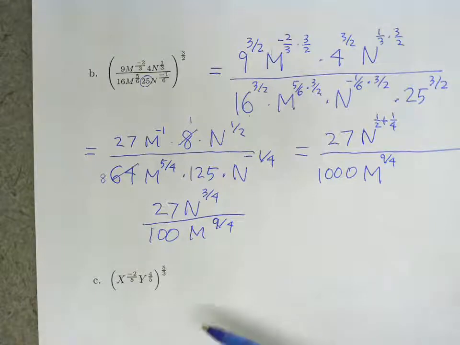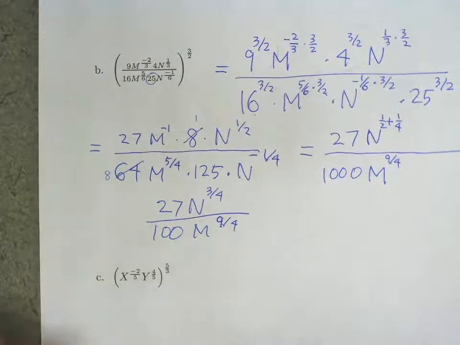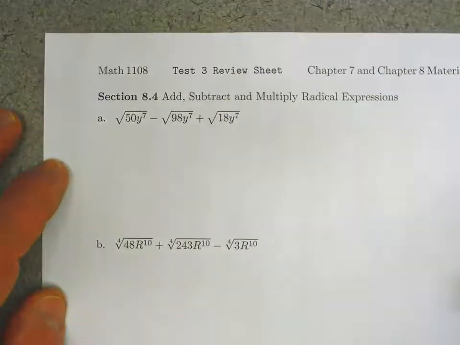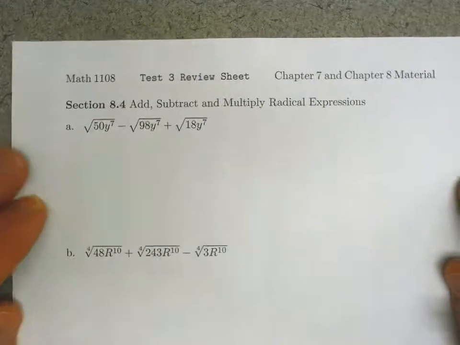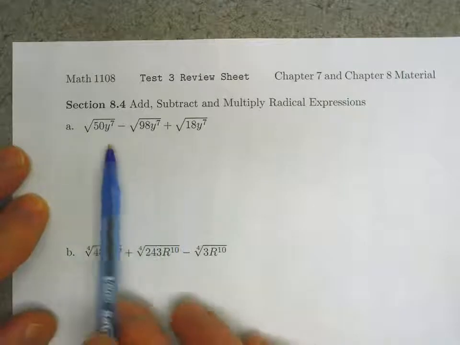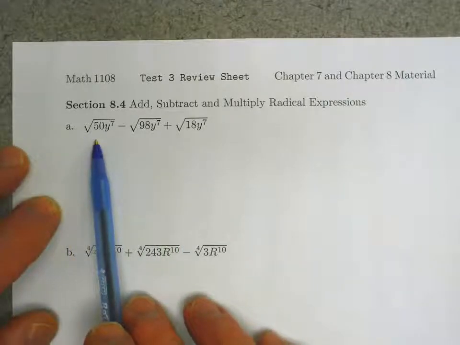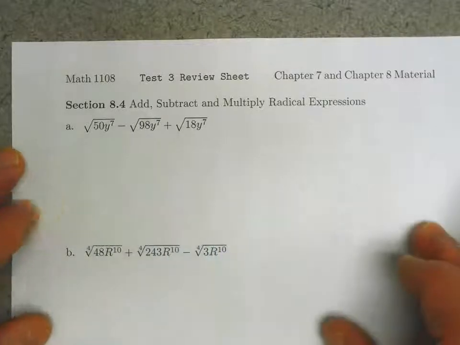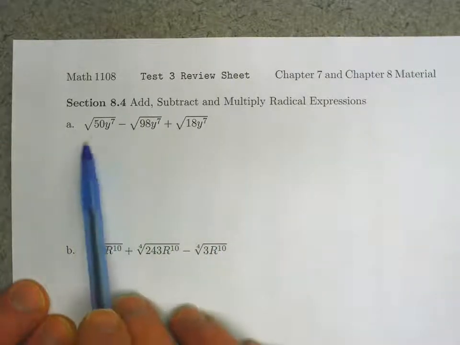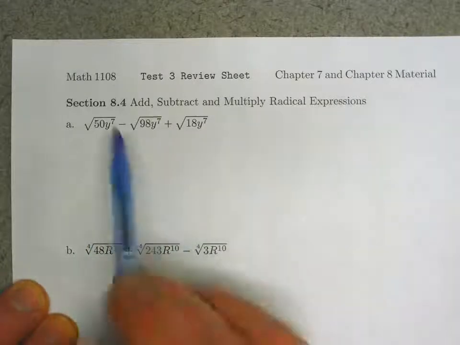Okay, so let's go ahead and bypass this next example. We'll look at a few examples where we add and subtract and then multiply radical expressions. So here we're subtracting and adding, so we always want to simplify square roots or radicals first. So we can simplify each of those.